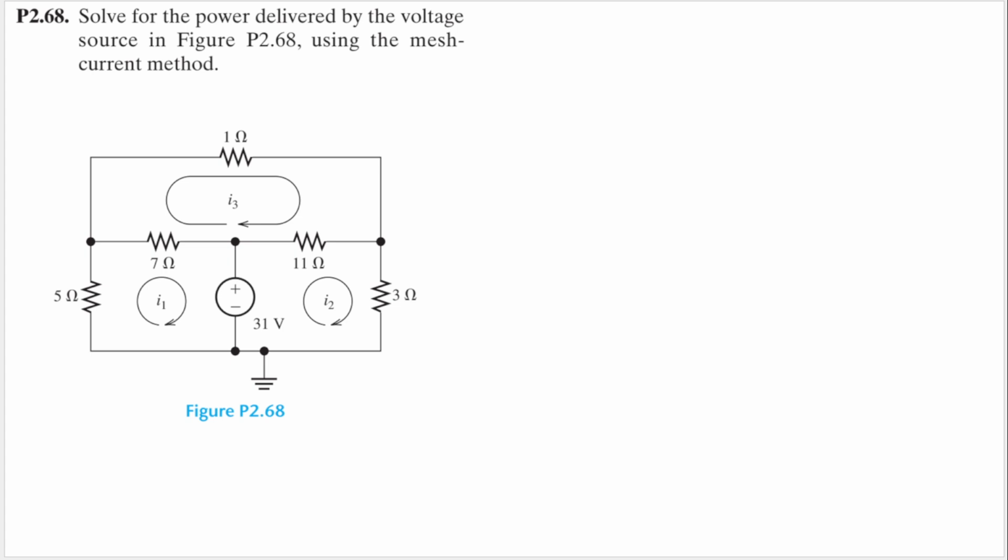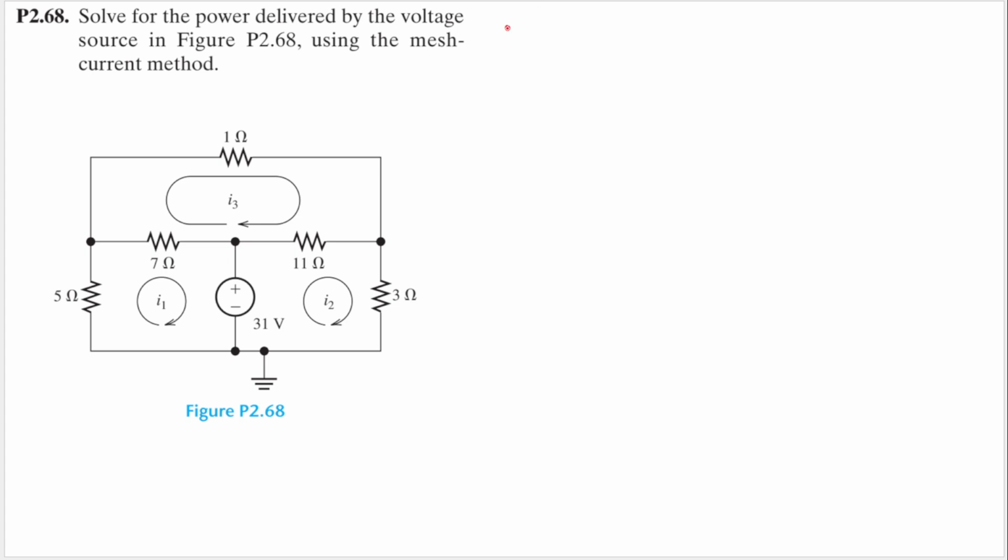P2.68 from Hambly's book. So the question is: solve for the power delivered by the voltage source in figure P2.68 using the mesh current method. Because we are asked to use the mesh current method, we need to do KVL at I1, KVL at I2, and KVL at I3. In the end, we will have three equations with three variables. Okay, let's do exactly that.